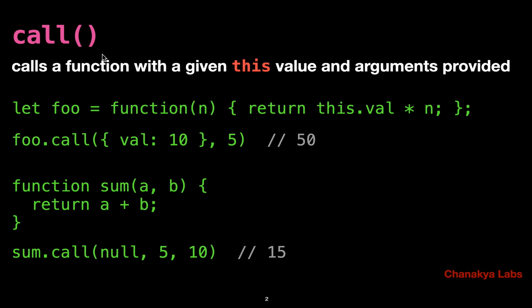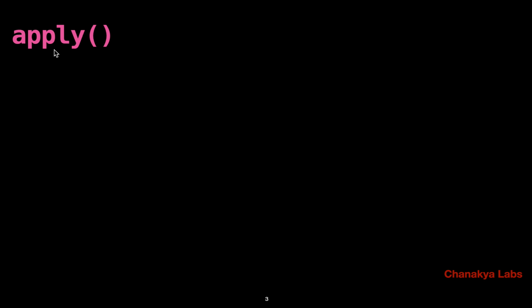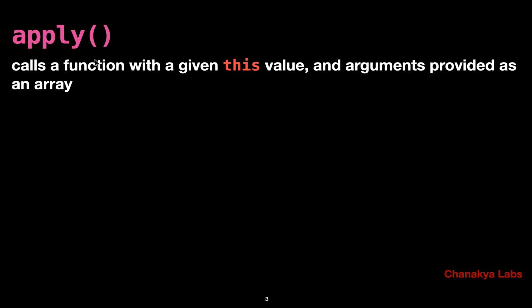Now this is call. A similar method available in JavaScript is called apply. Now apply is similar to call. The difference is that it also attaches a provided this value, but apart from that, the arguments which are provided for calling the function are not multiple arguments. It is actually a single argument which is an array of arguments which have to be passed. Okay, so by example it will be more clear.